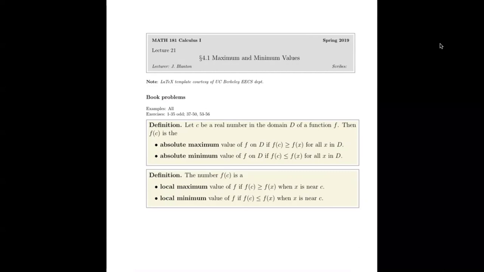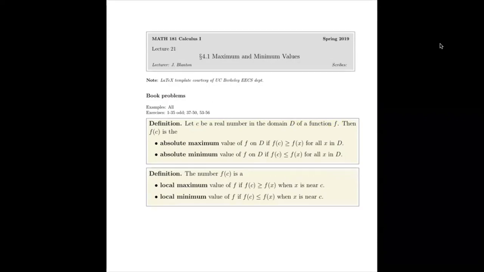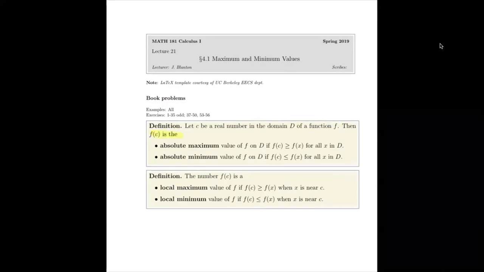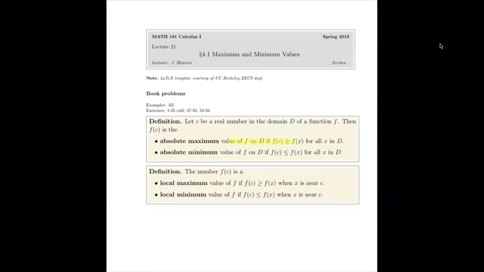We need to talk about what is the maximum or minimum value of a function. So if we let c be a real number in the domain D of a function f, then f of c is the absolute maximum value of f on this domain if f of c is greater than or equal to f of x for all x in D. It's exactly what you'd expect. It's the absolute maximum if it's greater than everything else.